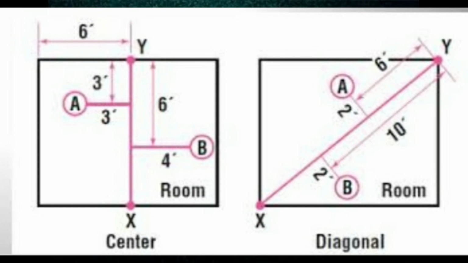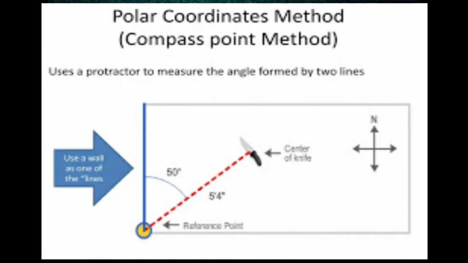Puro 90 degrees angle lahat, no? Mula sa baseline. Okay? Yan. Then, yung compass point method or polar coordinates method, it is a type of sketch wherein a protractor is used to measure the angle between two lines.